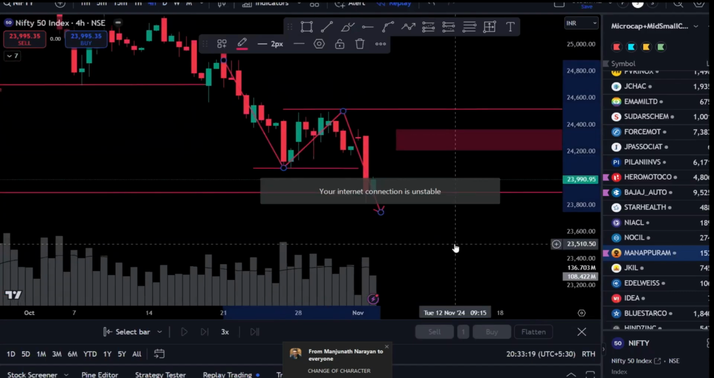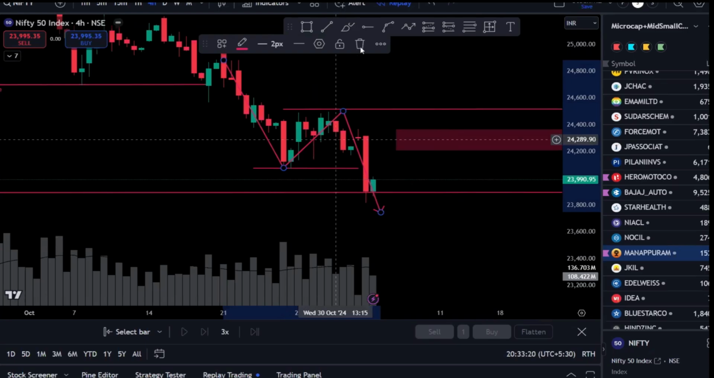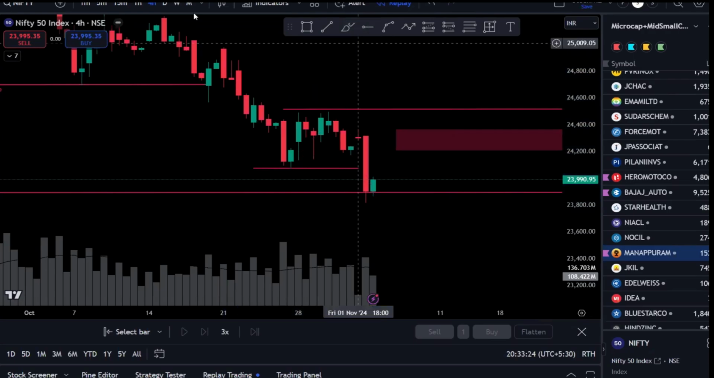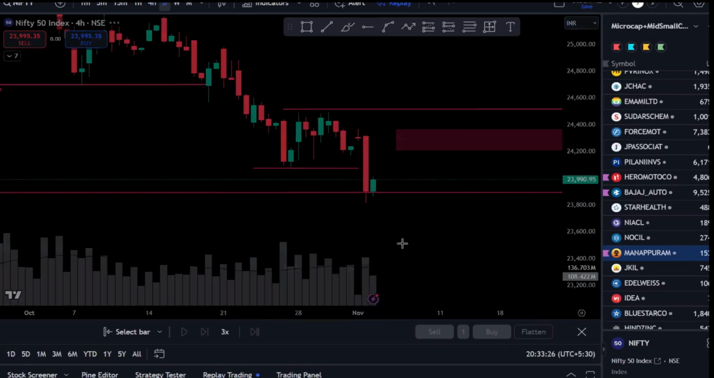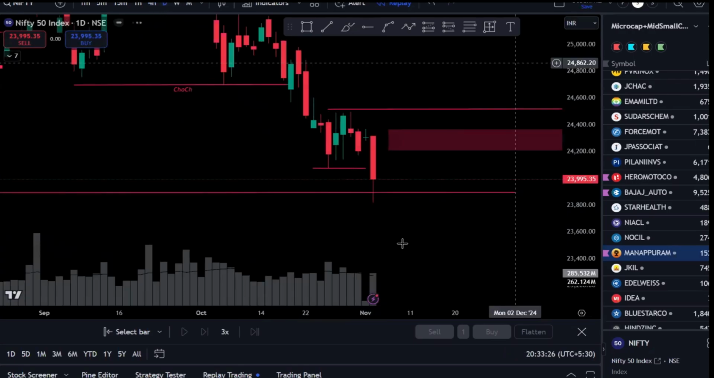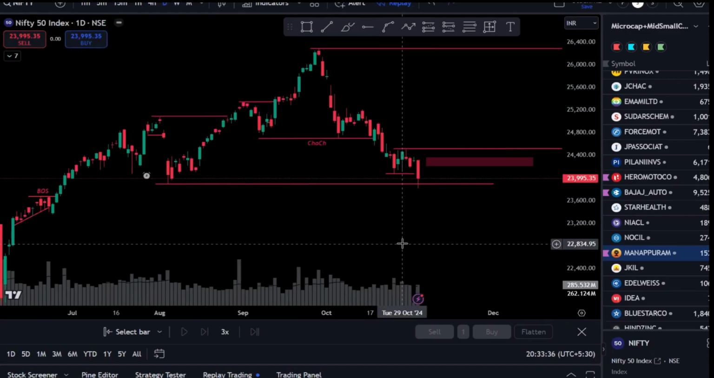Are there any rules we have to follow in the pullback, like this many points to be considered a pullback? No, please don't go with those rules and all. Just follow the last lower high. I have seen that to be way more effective. Last lower high.